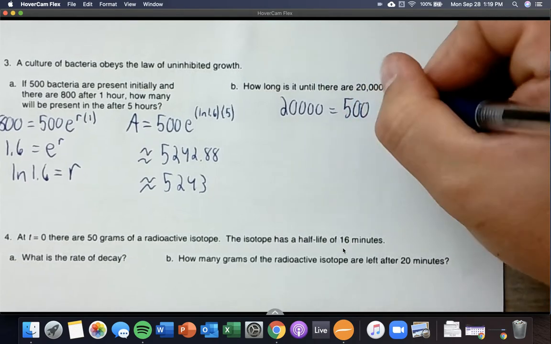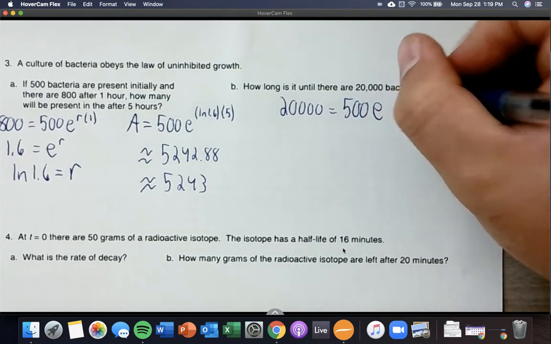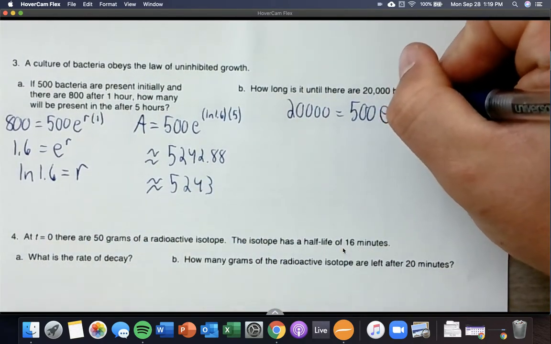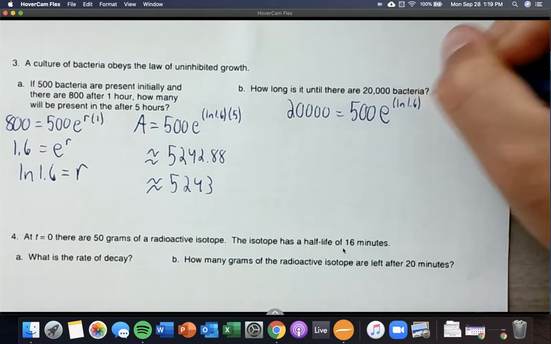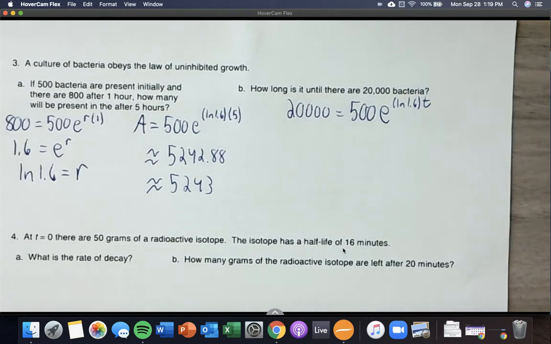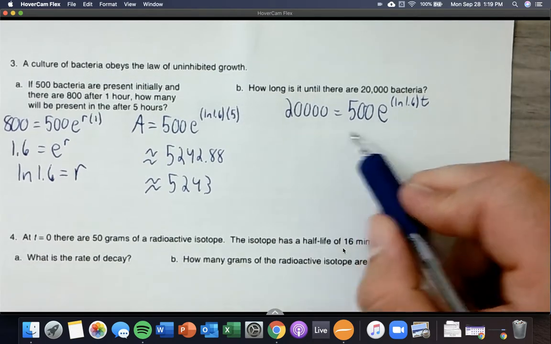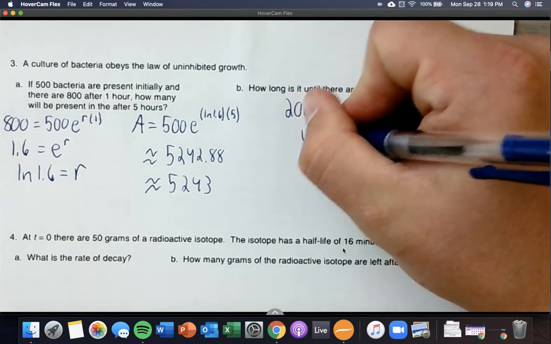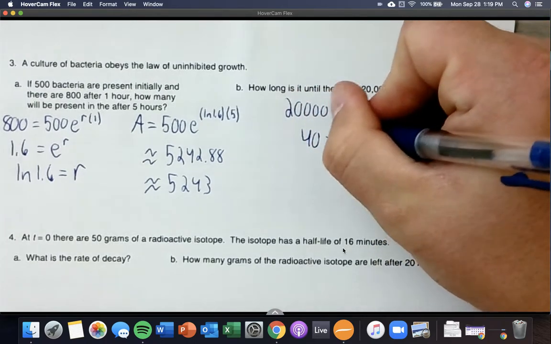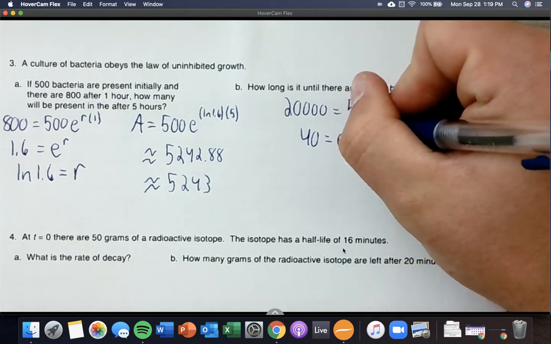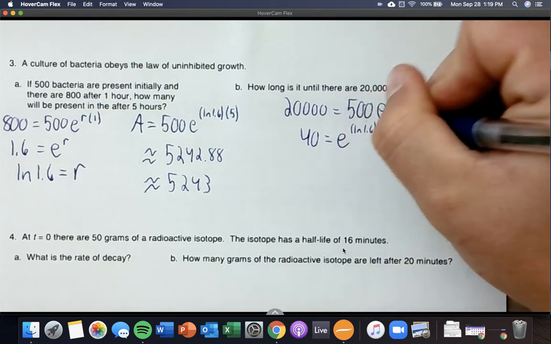And that's going to be times e raised to our rate, which we figured out is the natural log of 1.6. And we're solving for time. All right, so we can divide this 500 over, and we end up getting 40 is equal to e to the natural log of 1.6 times t.